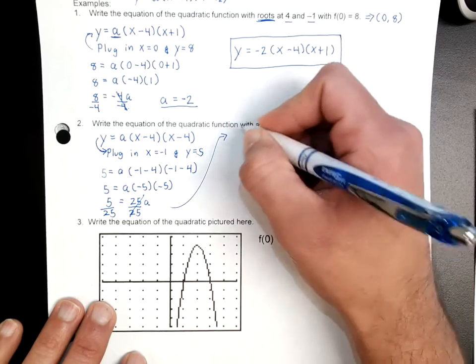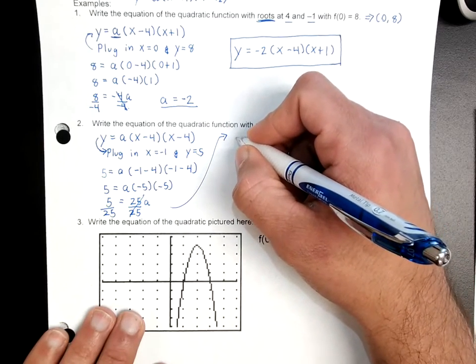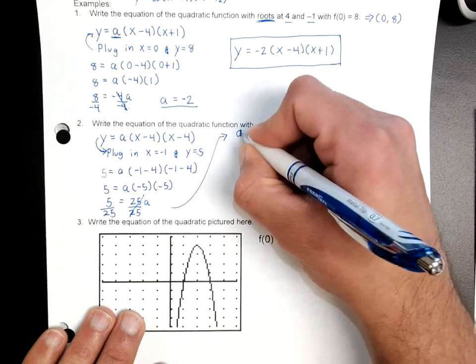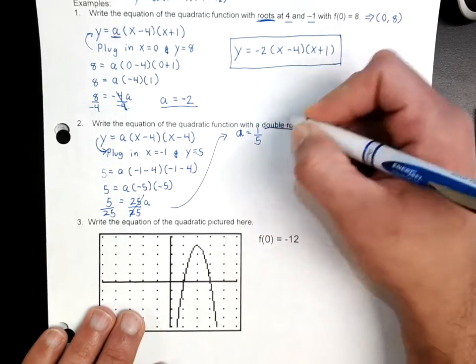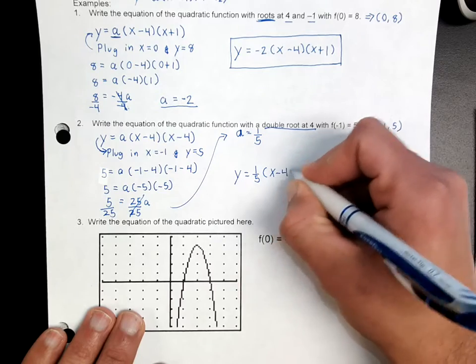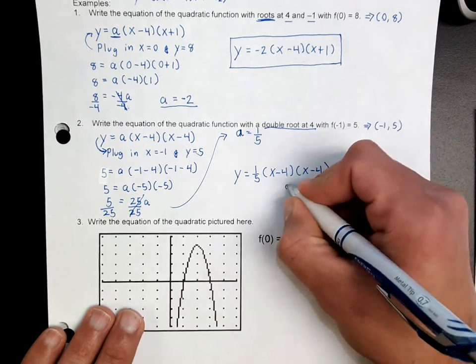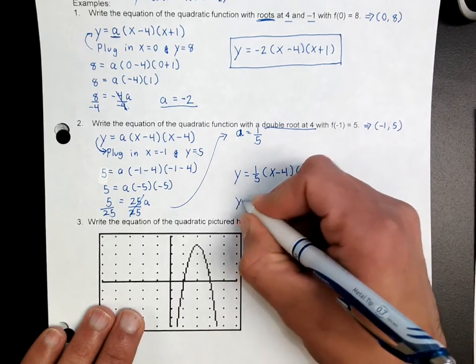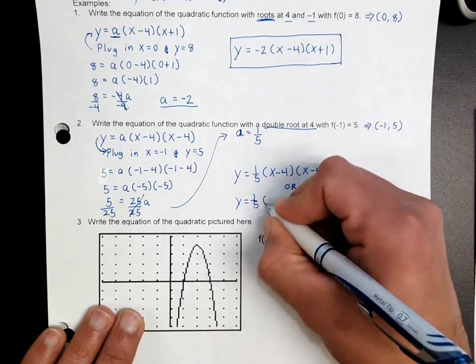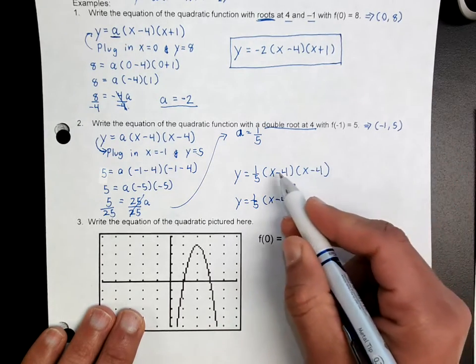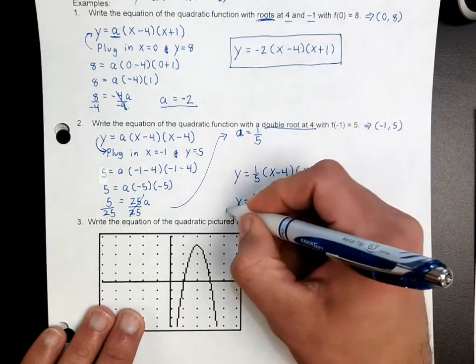That is going to give me 1 over 5. So A is equal to 1 over 5. So my equation is y is equal to 1/5 times (x minus 4) times (x minus 4). Or you can write this as y is equal to 1/5 (x minus 4) squared, because you have two of these. If you multiply that times that, you get that squared. So either one will work.